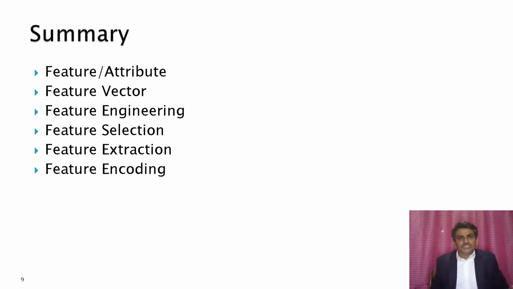Finally, this video shows the understanding of different concepts related to features. In this video, we have discussed what is a feature or attribute, feature vector, feature engineering, feature selection, feature extraction, and feature encoding. These feature-related terms are extensively used in machine learning and pattern recognition related problems. I hope this video would be very useful for those who are just diving into machine learning.